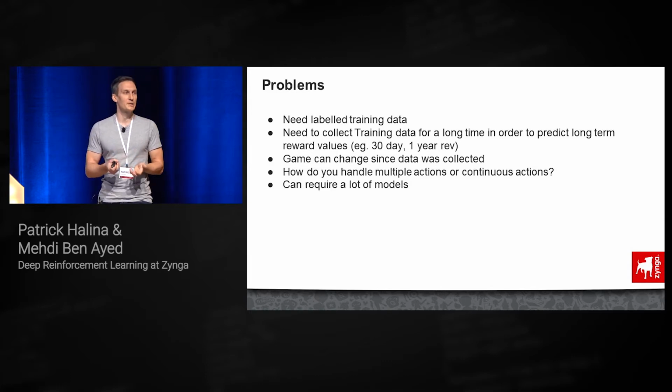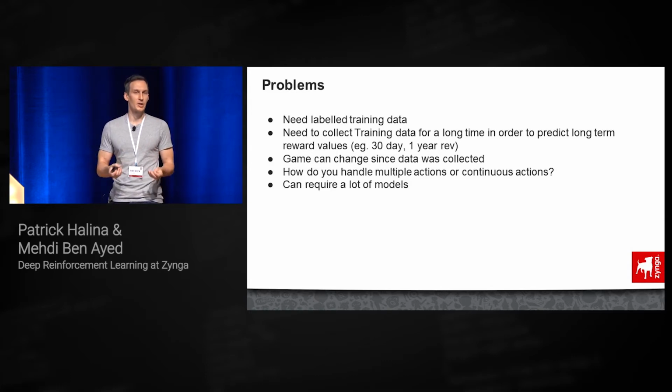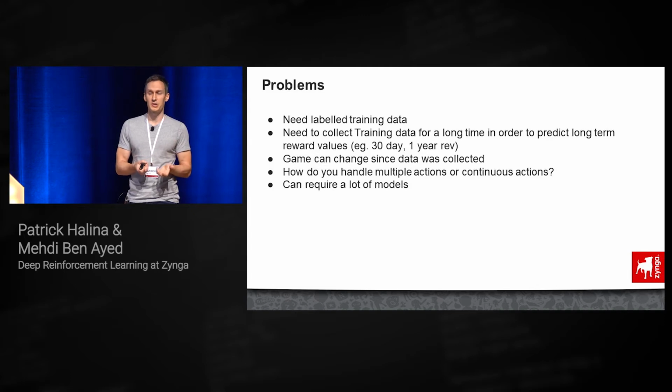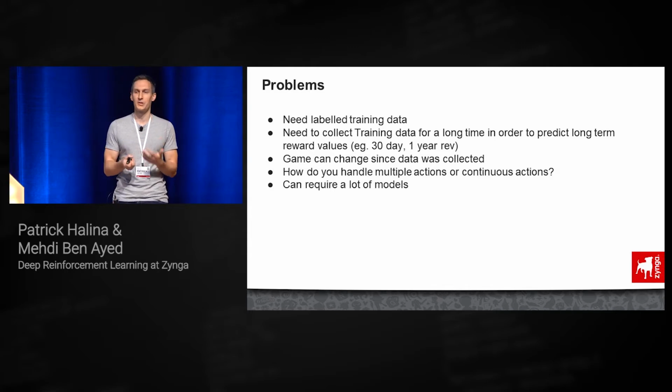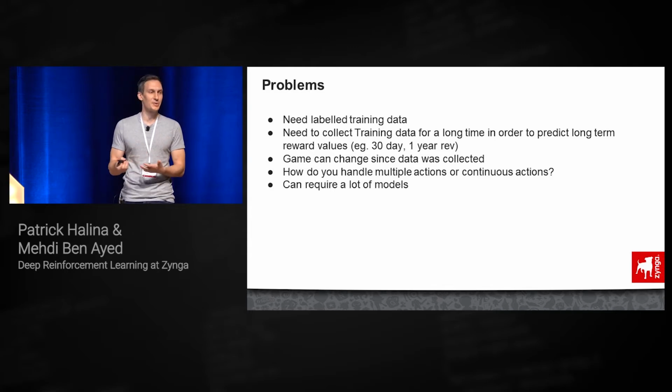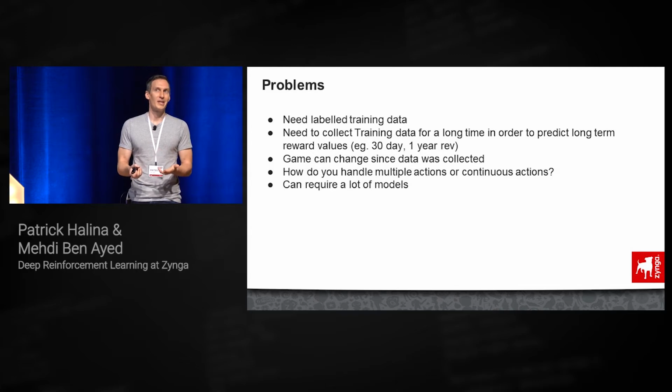It also gets hard to apply this if you have a whole lot of actions. You might need a different model for every single one of these actions. And if your action space is continuous, it becomes even more difficult. So if you're trying to tune your difficulty and it's a continuous variable from 0 to 1, now you can either choose a subset like 0.1, 0.2, 0.3, whatever, but you're not really honing in on the exact value there. It gets harder to apply that with supervised models.